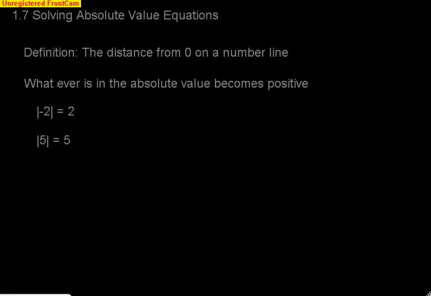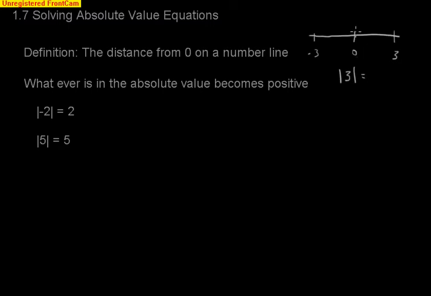Wanted to put together a video for you from 1.7 when we talked about solving absolute value equations. First off, the definition here for an absolute value is the distance from 0 on a number line. So if I draw a quick number line right here, and I put 0 in the middle, and let's say I just put 3 here and -3 here. The absolute value, which is the bars here, is the distance.